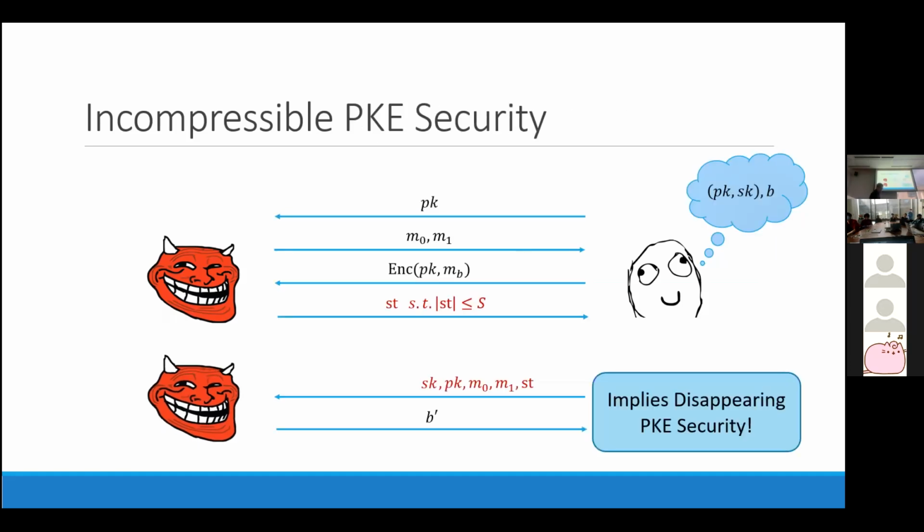Notice that here the security definition is strictly stronger than that of disappearing cryptography. So an incompressible PKE actually implies disappearing PKE security-wise.